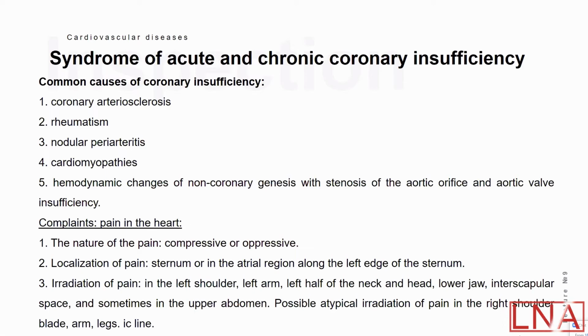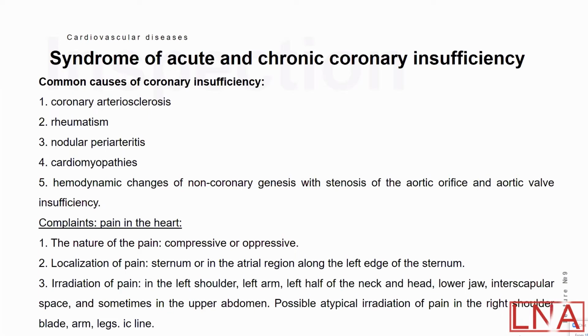Common causes of coronary insufficiency, acute and chronic. Atherosclerosis in the first place, rheumatism with damage to the structure of the coronary arteries, nodular periarteritis, cardiomyopathy, hypertrophic cardiomyopathy, hemodynamic changes of non-coronary genesis with stenosis of the aortic orifice and aortic valve insufficiency, aortic stenosis, aortic valve insufficiency, leading to a decrease in the level of blood supply of the coronary artery, because the coronary artery is also a branch of the aorta.